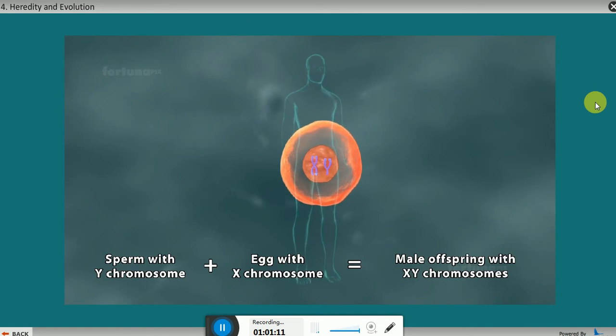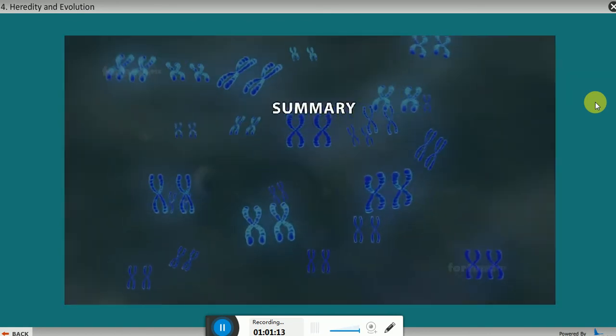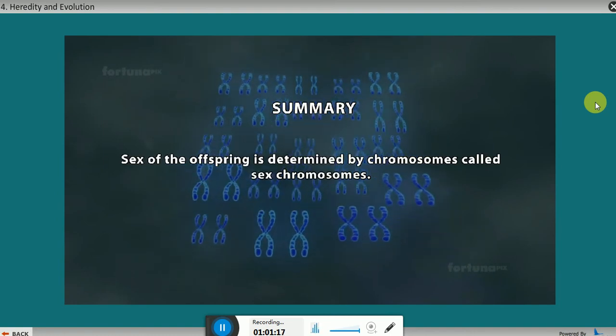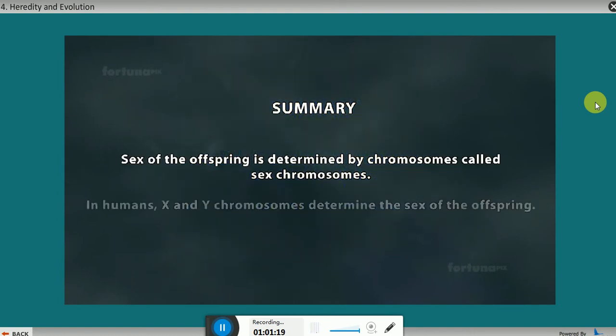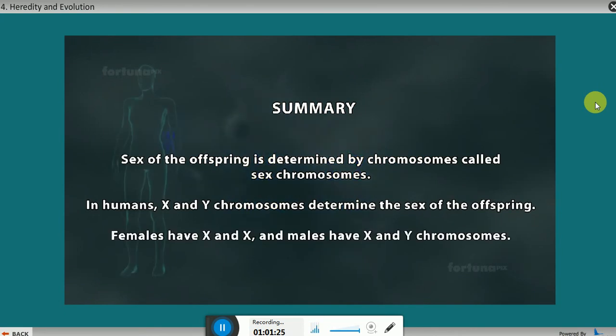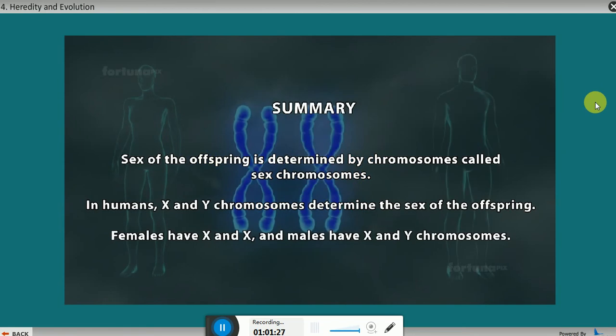Summary. Sex of the offspring is determined by chromosomes called sex chromosomes. In humans, X and Y chromosomes determine the sex of the offspring. Females have X and X, and males have X and Y chromosomes.